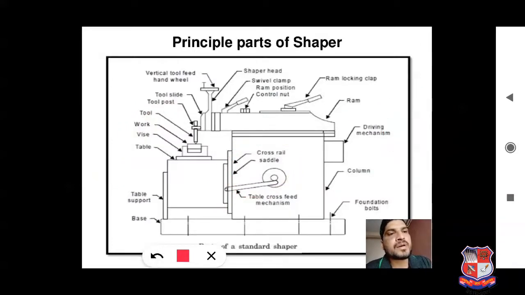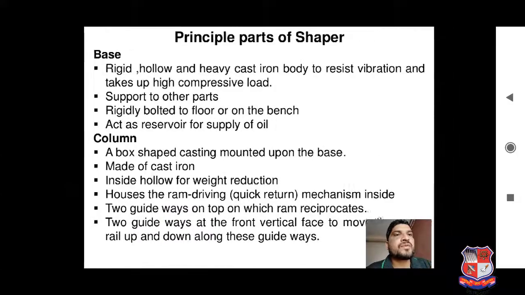Now, what is inside the column? Inside the column there is a provision of various feed and speed mechanisms for the ram. Generally, a quick return mechanism is held in the shaper machine to quickly return the ram during the return stroke. So that is the discussion of the principal parts of the shaper machine. Now we will discuss further.